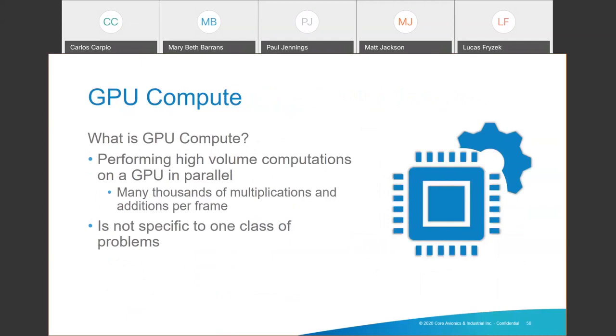So to go a little bit more into what GPU compute is, it's really just a way of doing high volume computation on the GPU in parallel. And when I say in parallel, I mean working on the data in parallel and also doing it in parallel to what the CPU is doing. And we're talking about thousands of multiplications and additions per frame to millions of multiplications and additions per frame. And it's really not specific to any one class of problem. The real idea here is that we're using the GPU as a general purpose math accelerator for whatever kind of computation we need to do.